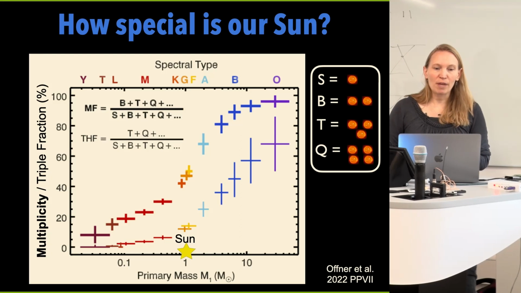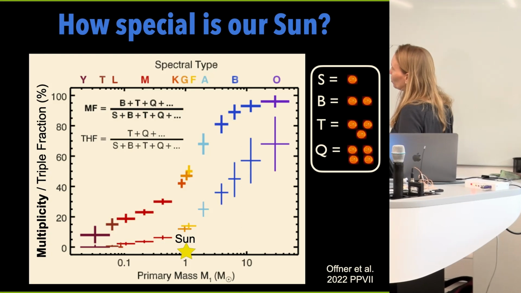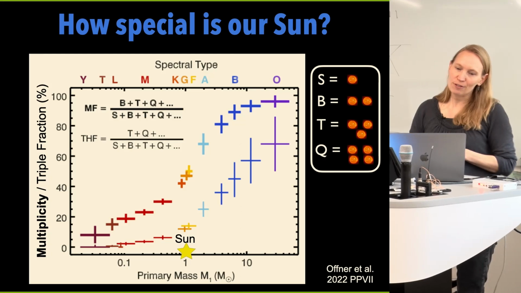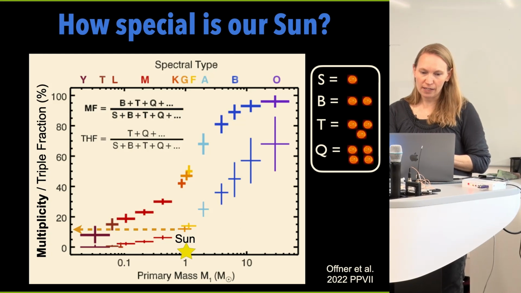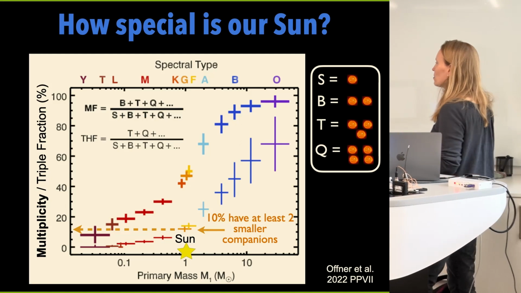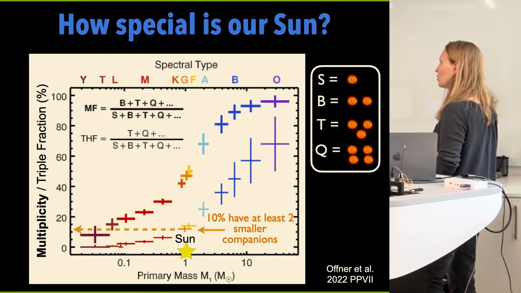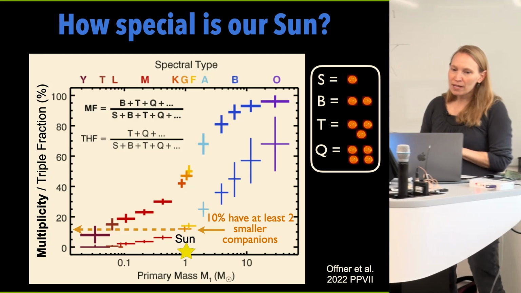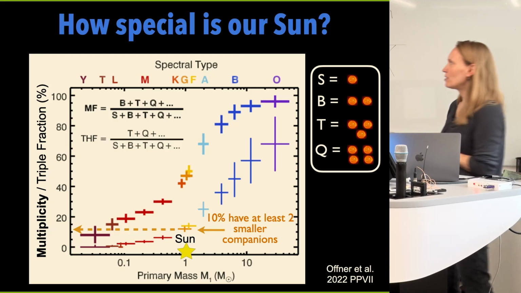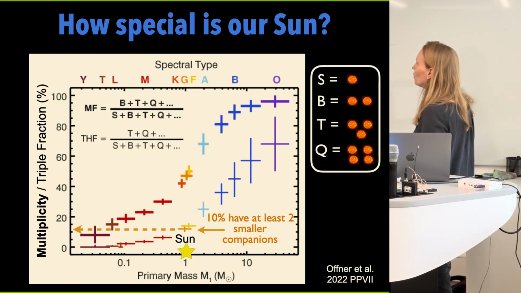So another measure that we might use is the higher-order counting, the triple fraction, which includes triples and quadruples to the total number of systems. That is also a strong function of stellar mass. And here it's much rarer for sun-like stars. Maybe only about 10% of sun-like stars have at least two smaller companions. But as you go to high-mass stars, almost all high-mass stars have siblings. So the multiplicity fraction approaches 100%, and a very large fraction of those systems are higher-order systems.